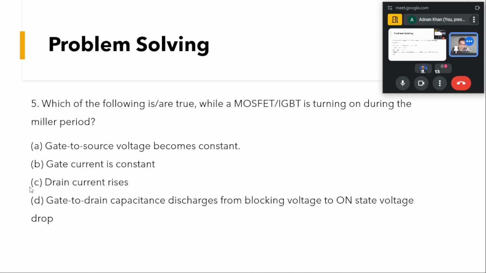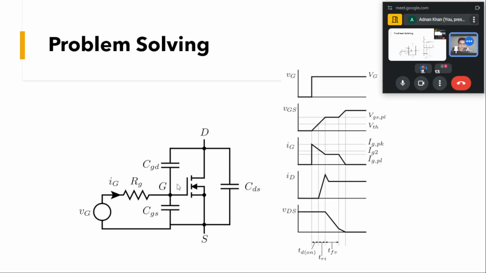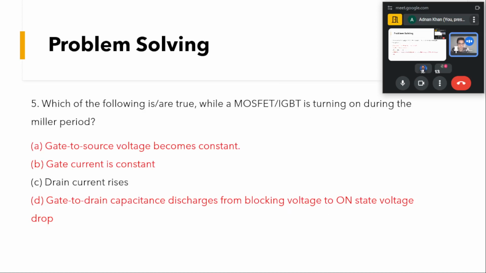Now we'll see option C, drain current rises. If you look at the Miller plateau, the drain current is already constant, because the drain current rises before the Miller plateau. During this rise time, it had already risen to its peak value and come back to a constant value, and this doesn't happen here. So option C is not the correct option.